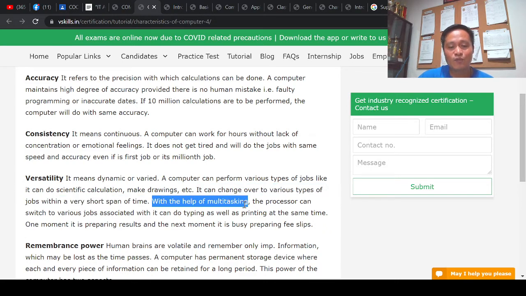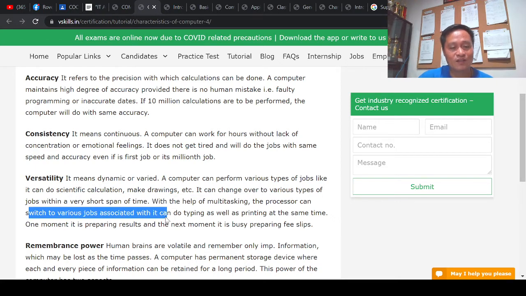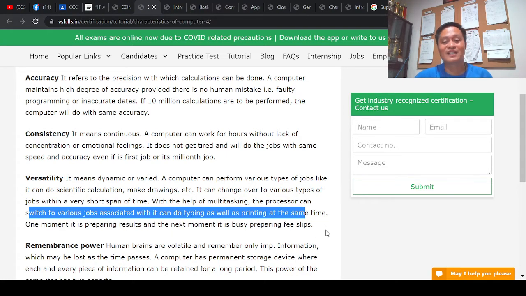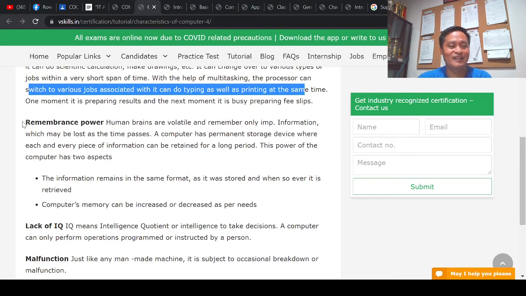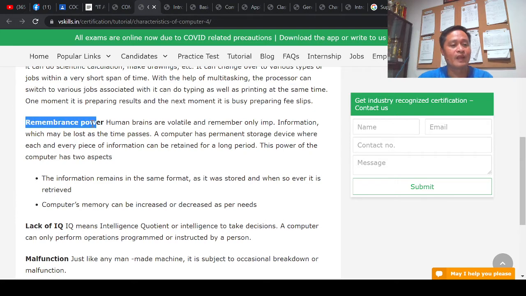With the help of multitasking, the processor can switch to various jobs associated with it. It can do typing as well as printing at the same time. Right? It's multitasking. While you are trying to save something, you can print something. So, versatility. And the next characteristic of a computer is remembrance power, memory.